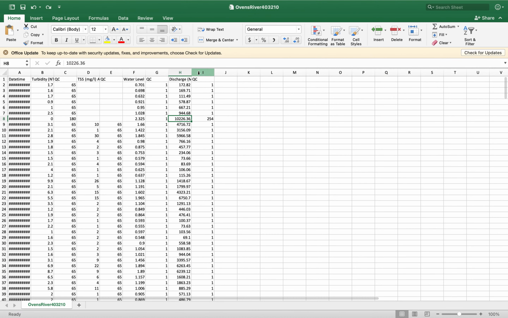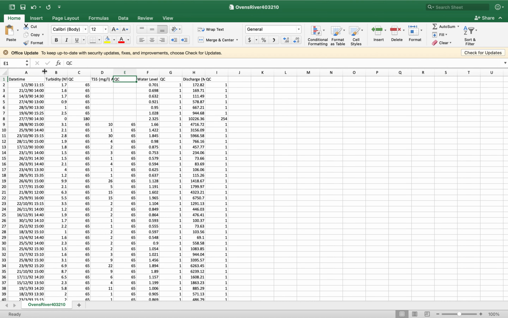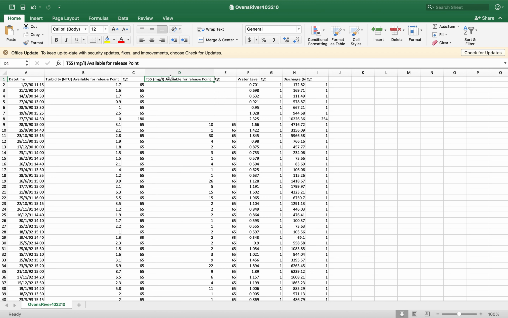So here's my Ovens River data. First of all, I'll stretch this out so I can see my date. So I have turbidity in NTU, which is a measurement that's easier to make and can be logged by a logger. So often we have more records of NTU than any other manual measurements of suspended sediment. But the suspended sediment and NTU don't always correspond.